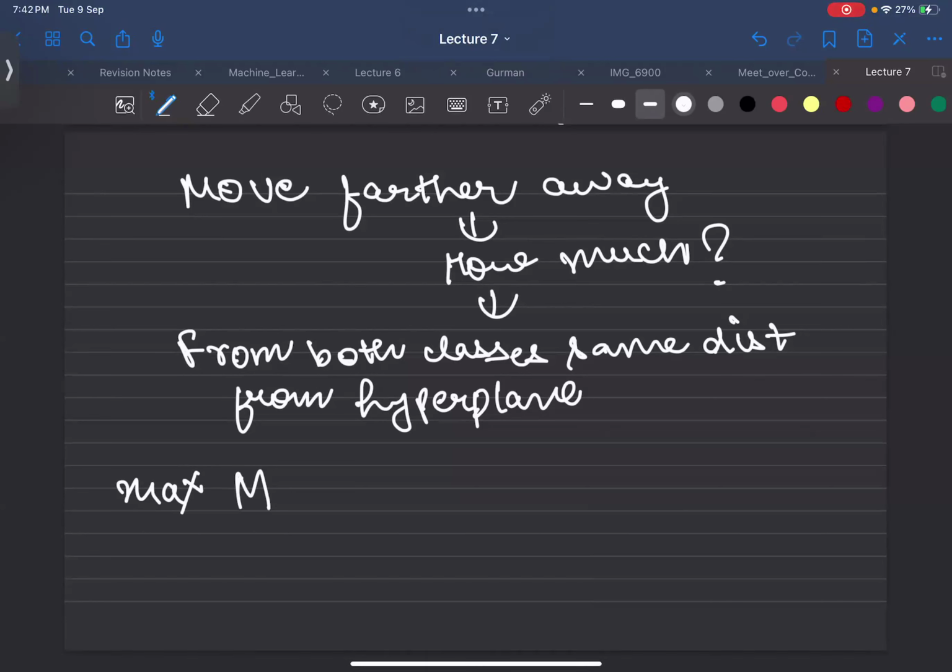What does max m mean? Okay, can someone help me? Can someone tell what max m is? I have explained now. Explain to Bhavna what max m is. Basically, we are trying to maximize the margin. That is, we will maximize the distance of the point from both sides of the decision boundary, and they should be the same.